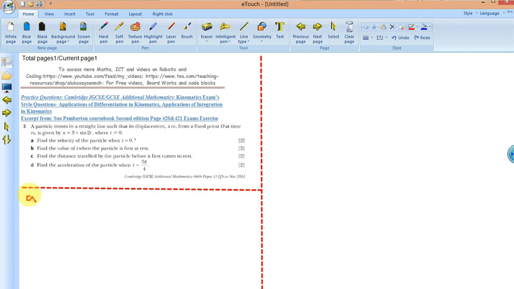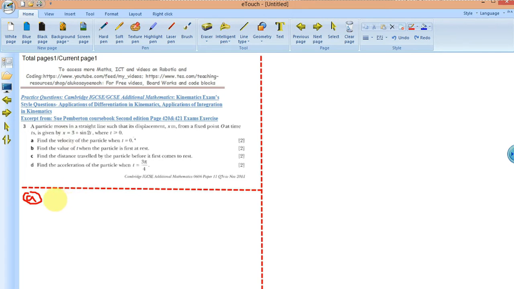Okay, guys, how do you find velocity? Don't forget that we are looking at the application of differentiation and integration in kinematics. Anytime you are given displacement, when you differentiate the displacement with respect to time, what you have is velocity. When you differentiate distance with respect to time, what you have is speed. Speed, distance, and time are scalar quantities. Velocity and displacement are vectors.